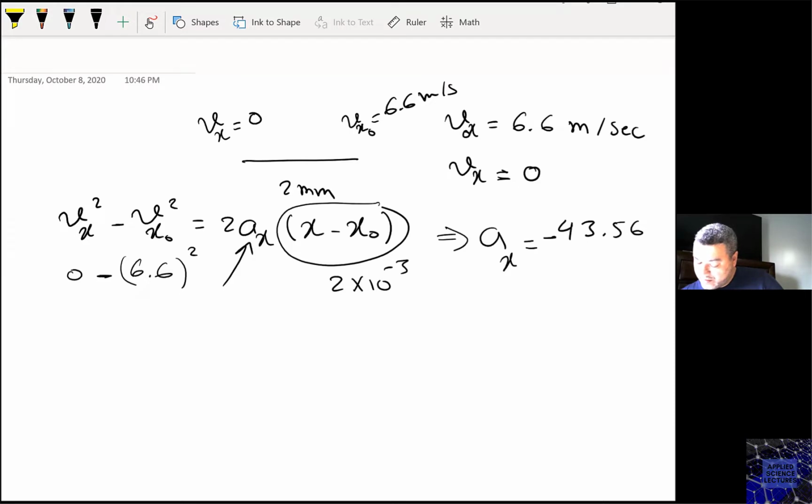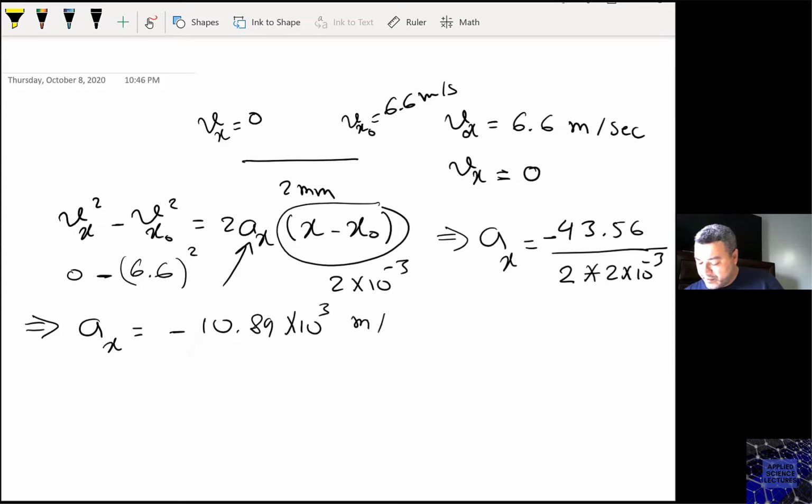minus, divided by 10.34 minus 3 acceleration, divided by 4, minus 10.89 meter per second squared. So this is the acceleration.